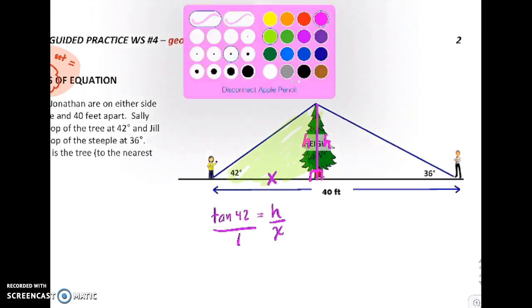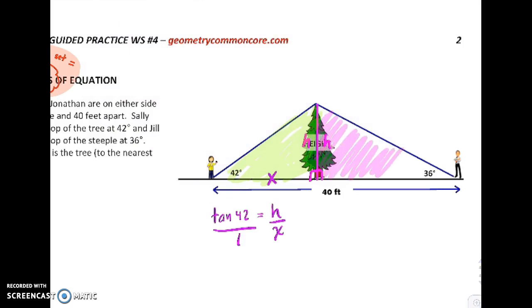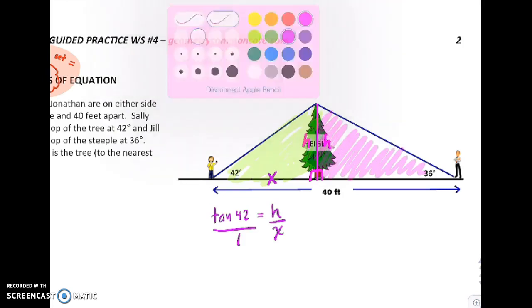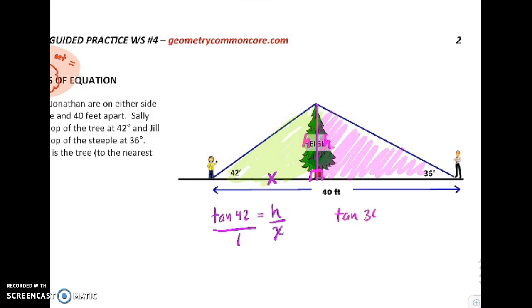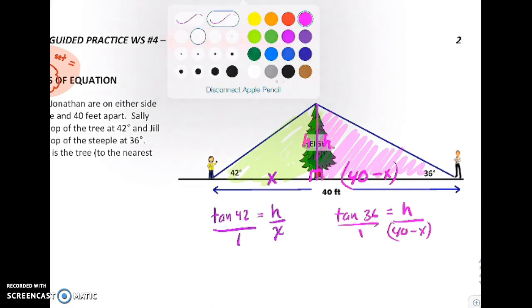If you tried to solve the other side, which would be this pink triangle over here, you would have the tangent of 36 degrees equals the opposite over adjacent, which is the height over, now this side here can't be called x, so we call it 40 take away x. The entire thing was 40. We already named this x, so this is called 40 minus x. And again, we can't really solve it because there's two variables there. But since we have two equations, we can set up a system.